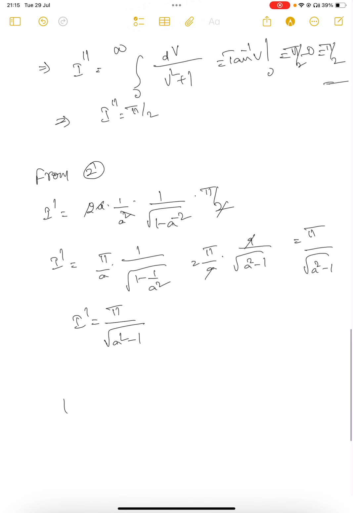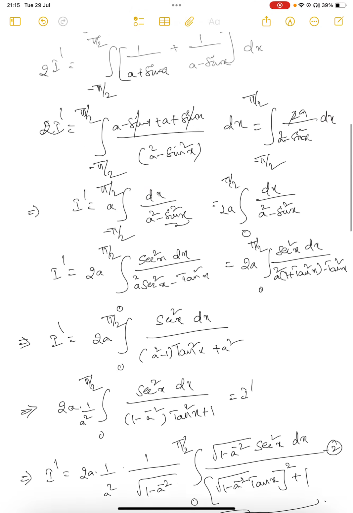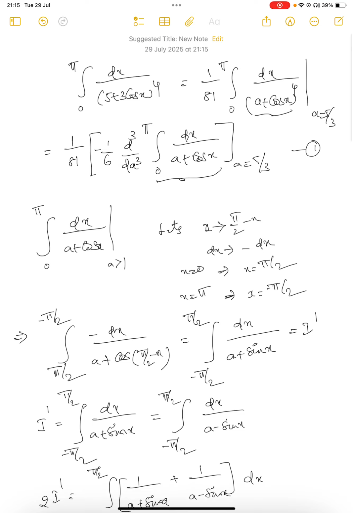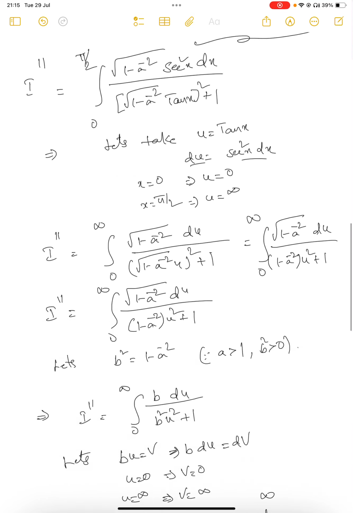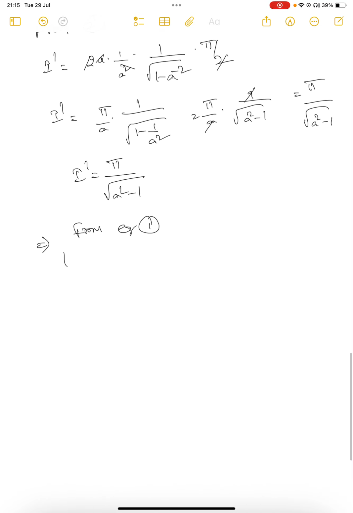So from equation 1, which we have substituted here, this formula, right? 1 by 81 of minus 6. So what we need to do is integral 0 to pi dx by 5 plus 3 cos x whole power 4, right, is equal to minus pi by 486. That is 81 into 6, right?